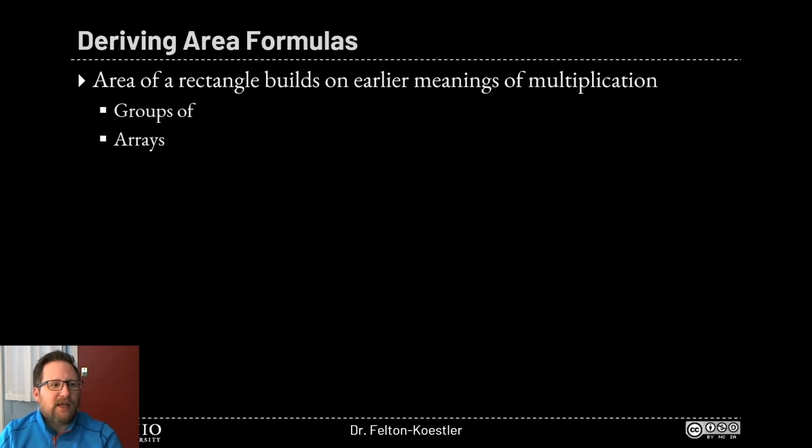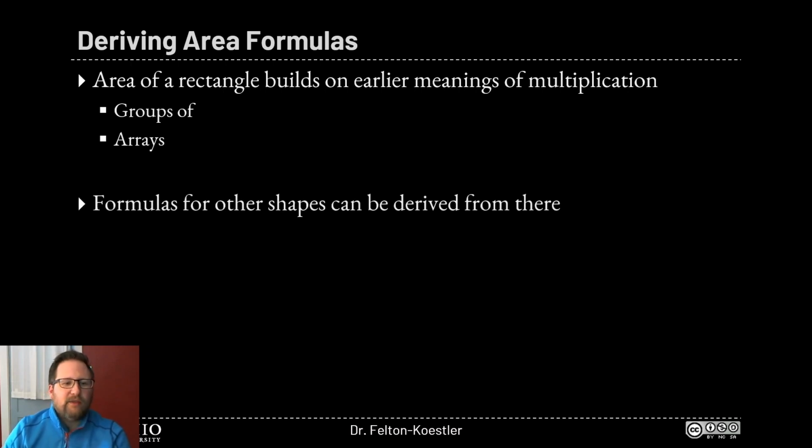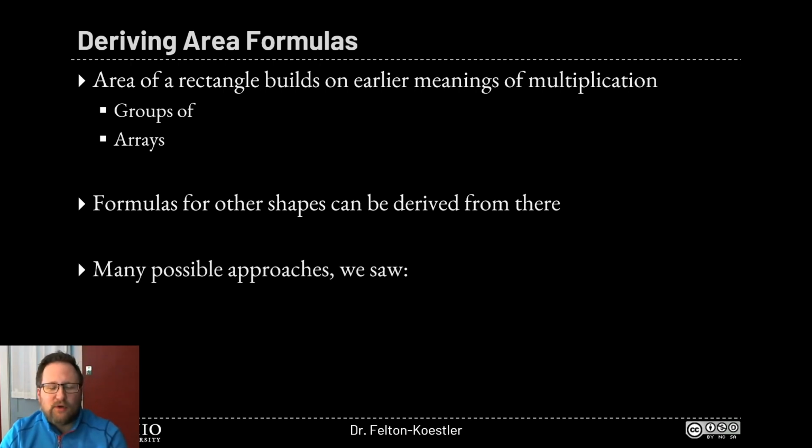I want to talk about the idea that the concept for the area of a rectangle should build on earlier meanings of multiplication for kids. The idea of groups of, that I have 3 rows, or groups with 5 squares in each group or row, and this notion of an array, of a 3x5 array, both of which are things they should have been working with before developing area formulas. And then I can find out the formulas for more complicated shapes based on that, essentially by cutting shapes up and moving them around until they look like something I like. Now there's a lot of ways we can do this. I only showed you a couple.